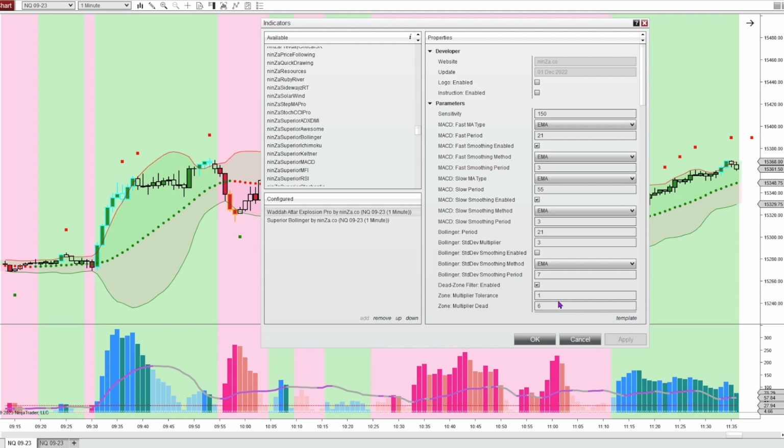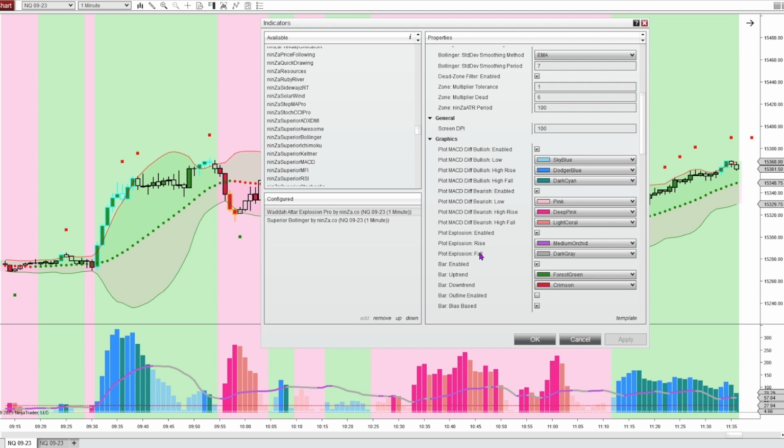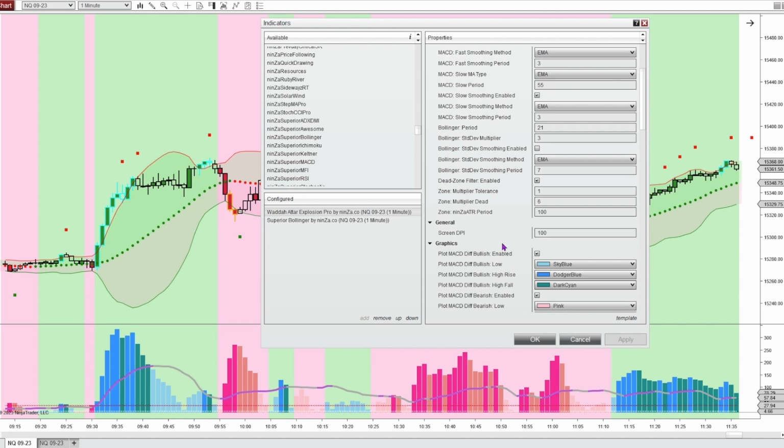So I can show you what settings I'm using on this current chart setup. I've completely changed all the MACD times, changed it all to Fibonacci numbers. So I've got a 21 fast EMA, I've got a 55 slow EMA, and for the smoothing I've got 3. The Bollinger period is a 21, and the standard deviation multiplier is a 3, and the smoothing period is a 7. Just throwing in Fibonacci numbers, something I like to do. You could completely change this however you like.